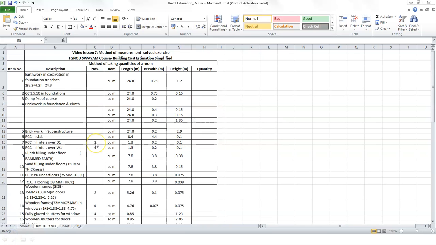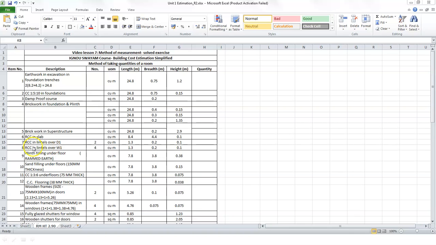So we're back to the Excel sheet and the RCC in lintels over D1. We saw how we got the dimensions 1.3 and 0.1, and 0.2 is the brick wall thickness, which is the breadth of the lintel itself. The lintel is flush with the brick wall. So we have the quantity, the different dimensions of the RCC lintels over D1.